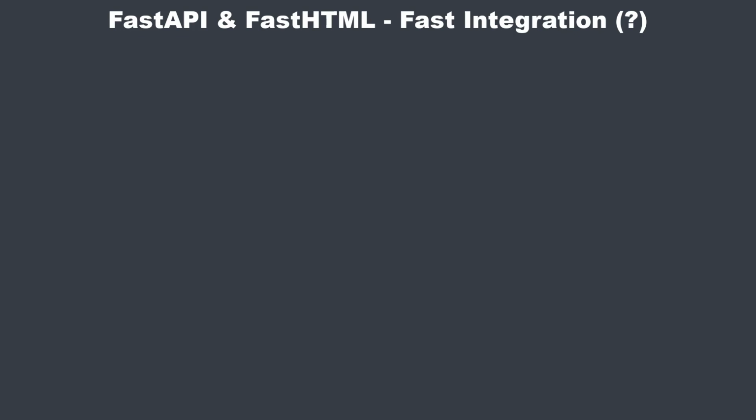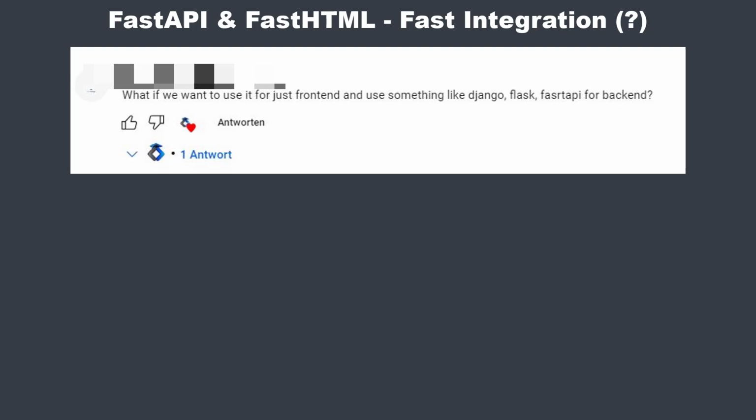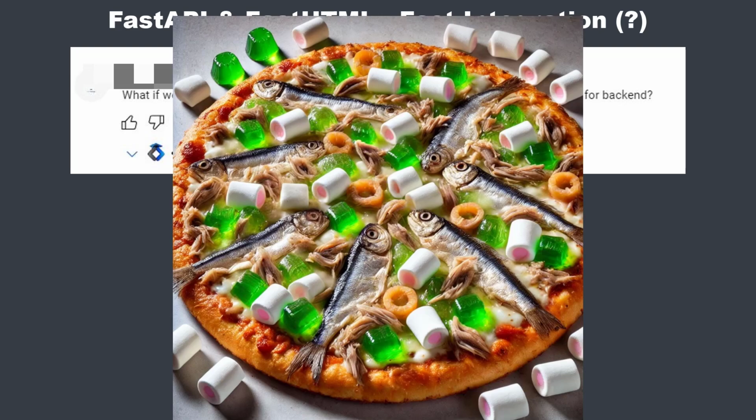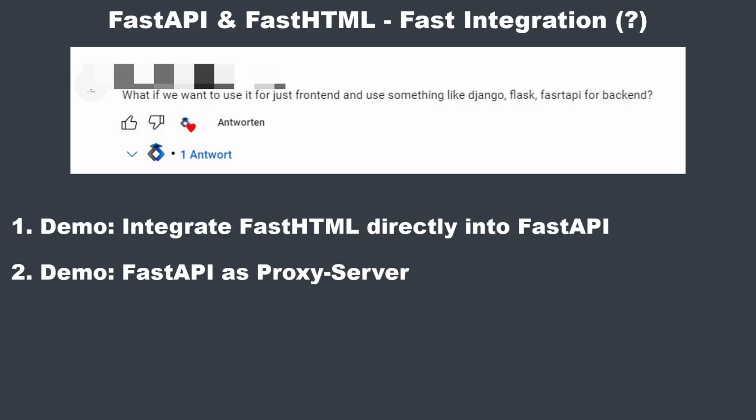Hi everyone, some people requested a follow-up video on the FastHTML video. The question was if it is possible to integrate FastHTML into FastAPI. If you should do that is another question, but hey, some people also would eat something like this, so why not mix two frameworks? I'm gonna show you multiple ways to do it.